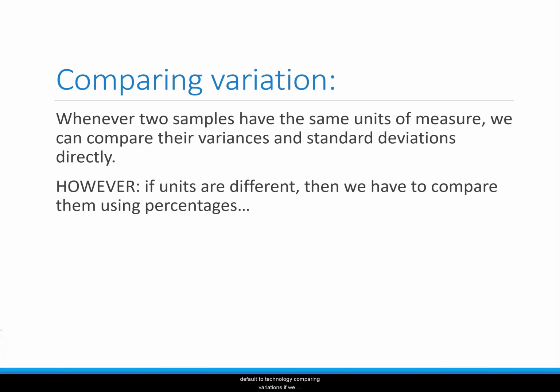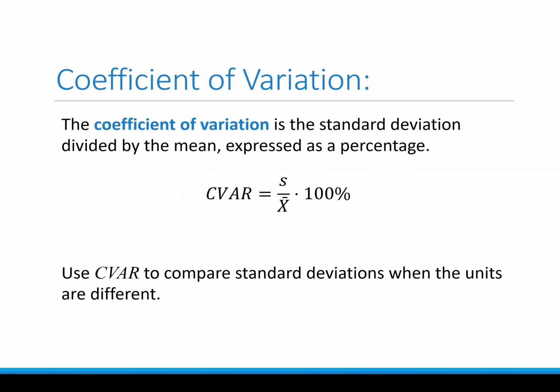Comparing variations, if we have two samples with the same units of measure, we can compare variances and standard deviations directly. However, if units are different, we need a different calculation. And we're going to look at something called the coefficient of variation. Coefficient of variation is standard deviation divided by the mean, and then change it to a percentage. So this is expressed as a percentage, that's why we multiply by 100%. Usually we use the symbol CVAR to indicate coefficient of variation.